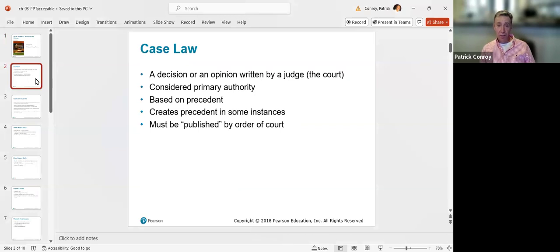So what is case law? Case law is a decision or an opinion written by a judge, i.e. the court, and it's considered primary authority. It's based on precedent, meaning another court ruled on that same issue, and it often creates its own precedent. And it's published by order of court. So not every trial opinion is going to be published by the court, but all of the appellate courts, courts of appeals, Supreme Courts, those are printed.